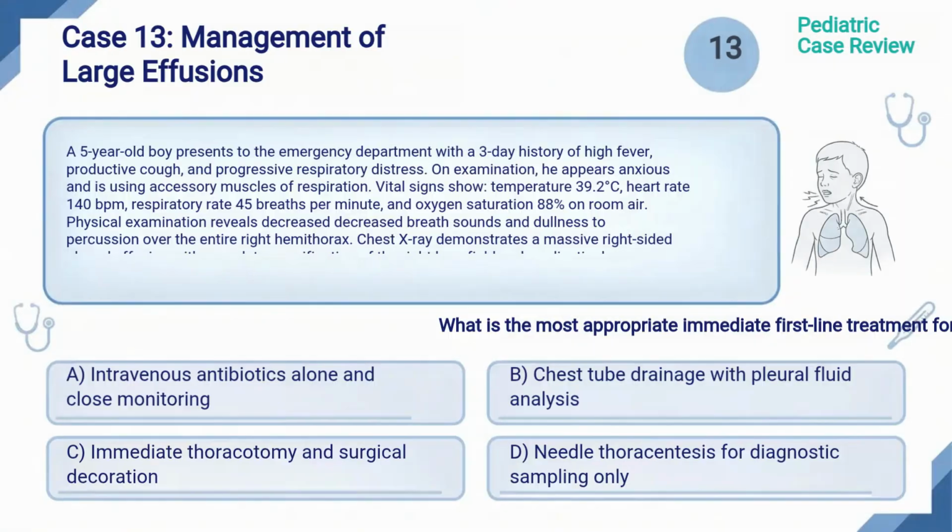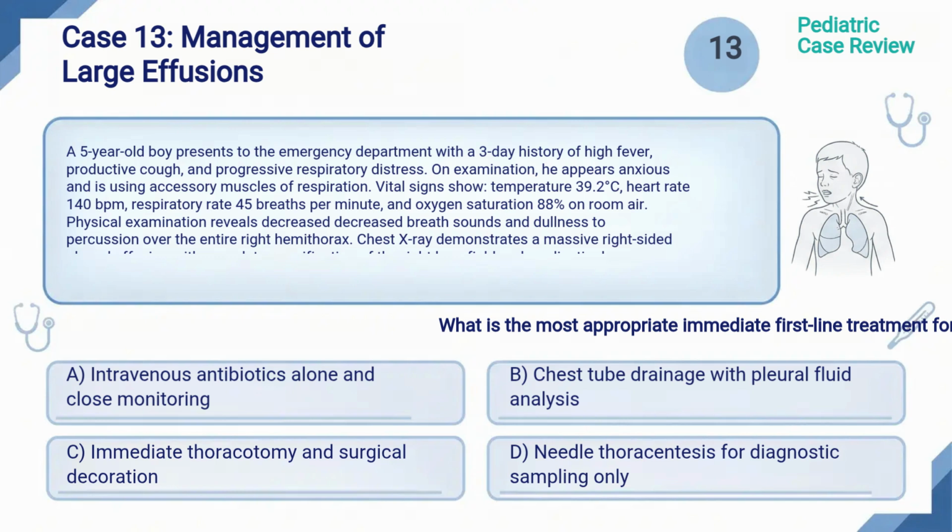Case 13. A 5-year-old boy presents to the emergency department with a 3-day history of high fever, productive cough, and progressive respiratory distress. On examination, he appears anxious and is using accessory muscles of respiration. Vital signs show temperature 39.2 degrees Celsius, heart rate 140 beats per minute, respiratory rate 45 breaths per minute, and oxygen saturation 88% on room air.